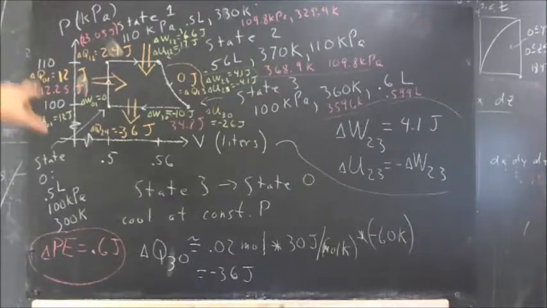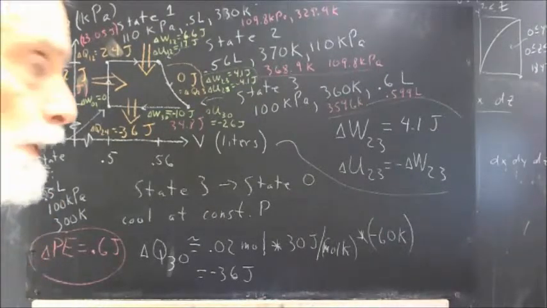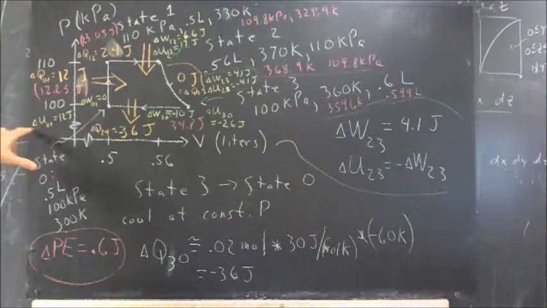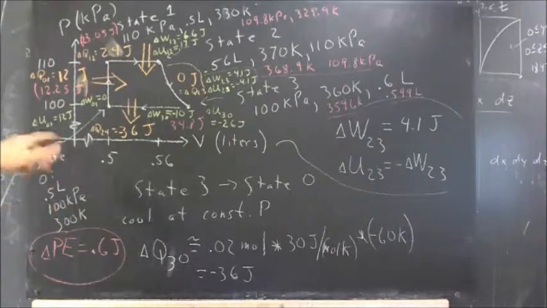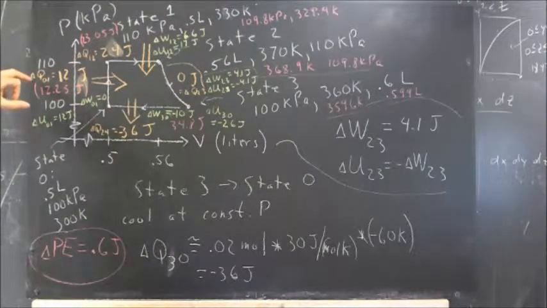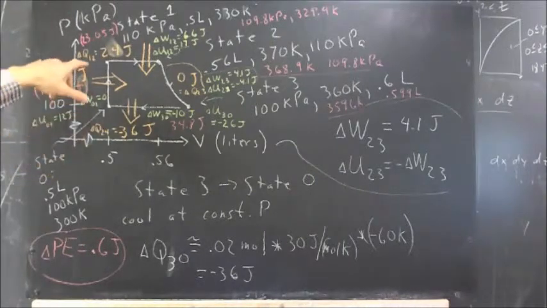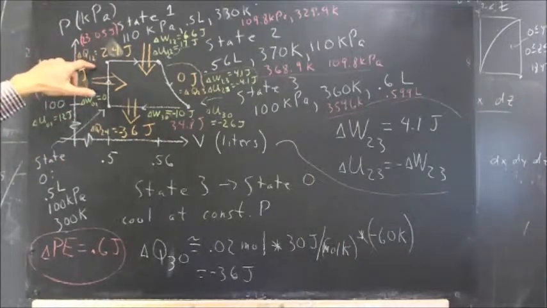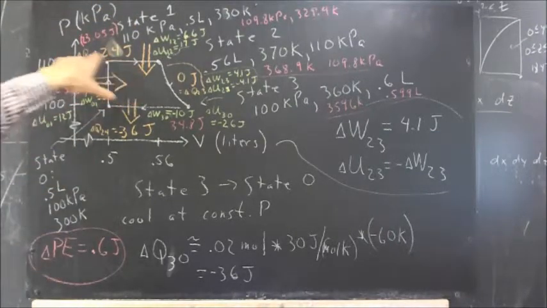We can trace the changes in energy, in the various forms of energy around this cycle. The first cycle, all 12 joules or 12.25 joules that go into the system contribute to the internal energy. So delta U01 is 12 joules. And that matches the delta Q, the energy that we put into the system, the 12 joules.